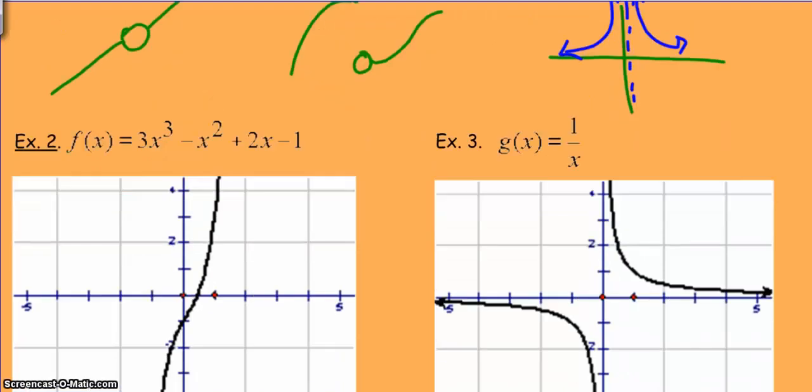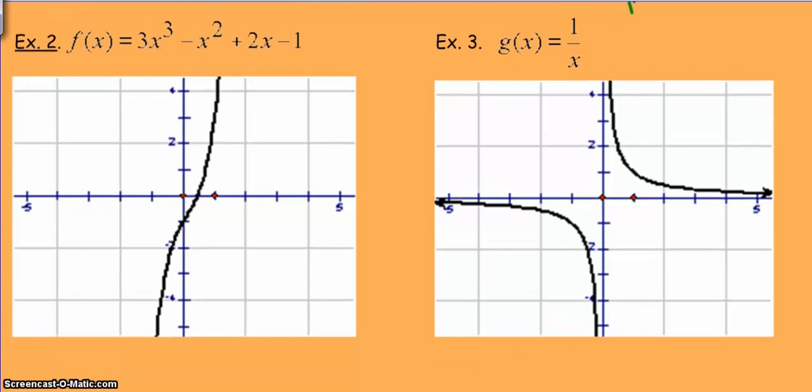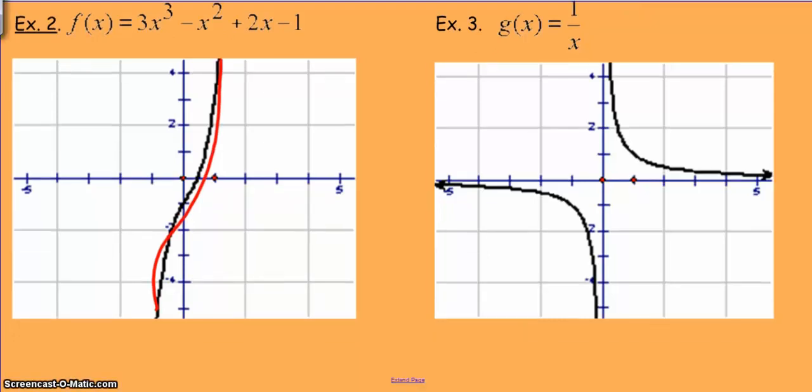So in example 2, we have a function, so f of x equals 3x cubed minus x squared plus 2x minus 1. So we have to decide, is this function continuous? So we have to look at the different types of discontinuity and find out if we just saw any. So the question is, can I draw this without picking up my pen or pencil? And the answer is yes, I can. So that would mean that this function is continuous.